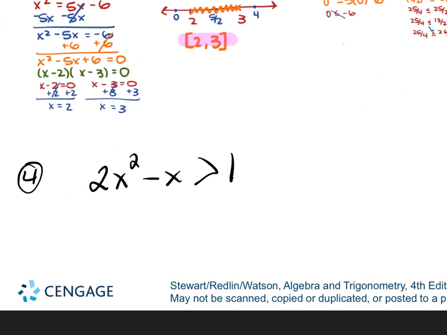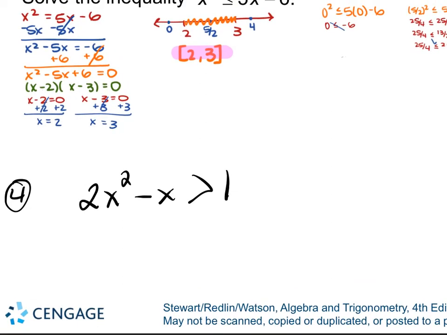If we look at our other example on this page, we have 2x squared minus x is greater than 1. I'm going to turn this into an equation and move my 1 over. When I move my 1 over, I'm just going to subtract it from each side. So I'm going to get 2x squared minus x minus 1 is equal to 0. Again, I'm turning it into an equation so that way it's easier for me to work this out.